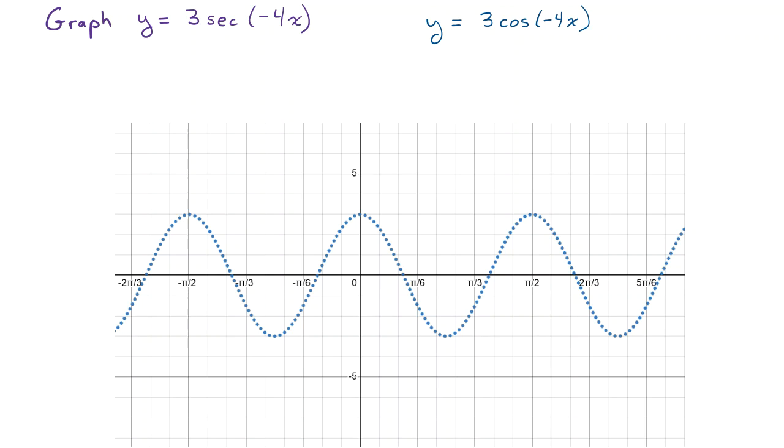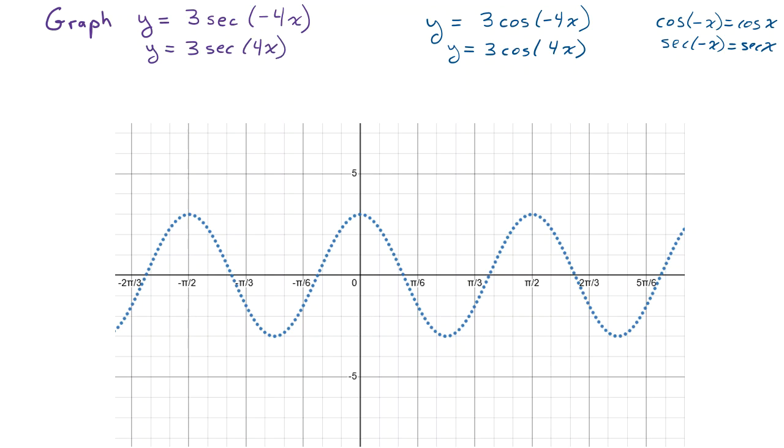A couple things to note here. Because of the even-odd properties, we know that the cosine of the opposite of any angle is equal to just the cosine of that angle. And so that's true with secant as well. Secant is also an even function. And so the negative, really, we can ignore it, or more fancy, we can say we're using the idea that cosine is even and secant is even. And we're just going to graph this function, which will end up being the same graph as with the negative.